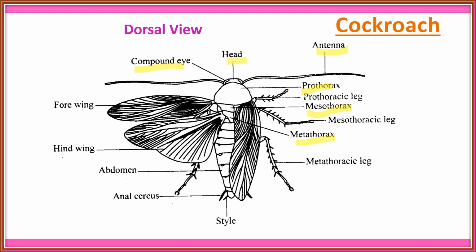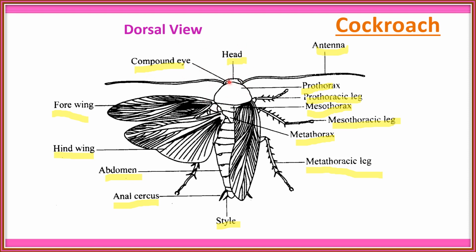Now, each of these segments, we have the prothorax legs, we have the mesothorax legs, and metathorax legs. Then we have, lastly, down here, the style, the anal cerci, the abdomen, the hind wing, and the fore wing. That's when we are seeing it from the dorsal view.